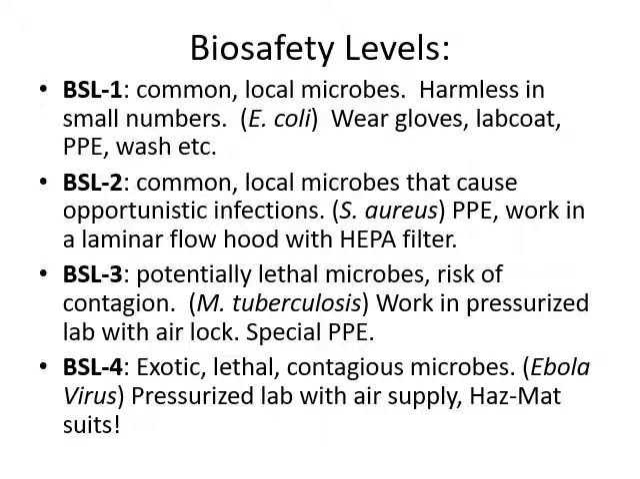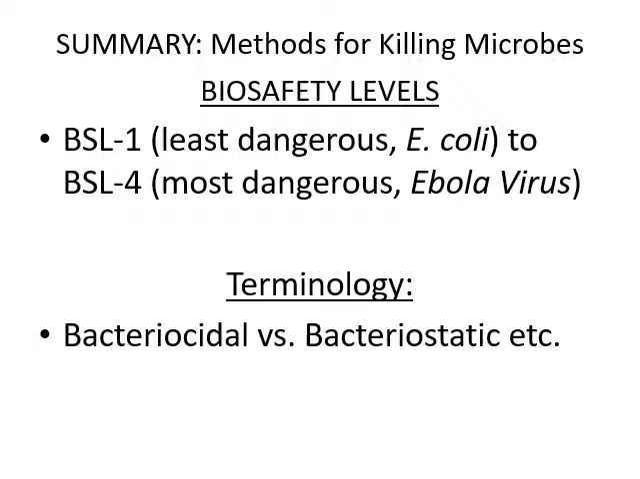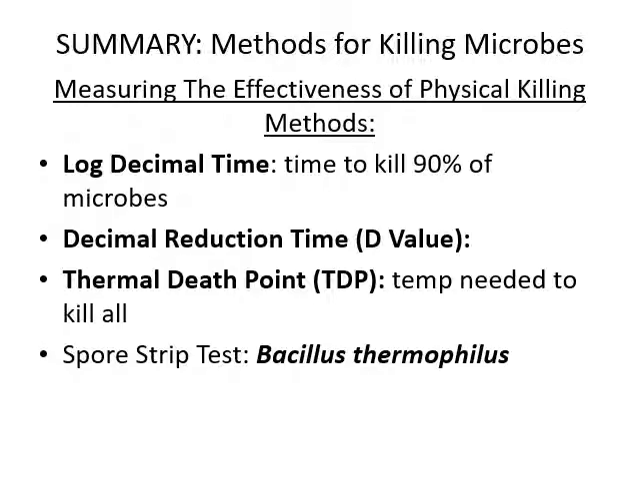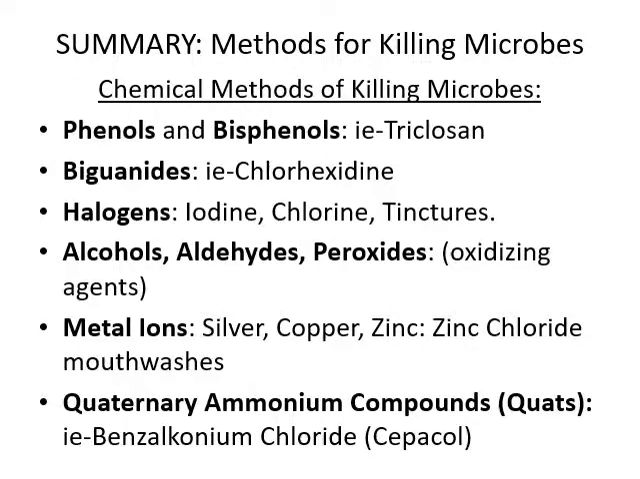All right, so those are the biosafety levels. We talked about different biosafety levels for different types of bacteria. We talked about different types of laboratories that work with different types of microbes. We talked about terminology, bactericidal versus bacteriostatic. We discussed physical methods for killing things, as well as methods for judging how well they're killing things, assessment methods to quantify how well a certain bactericidal method works. These are the measuring techniques. We talked about the different chemical measuring techniques as well.